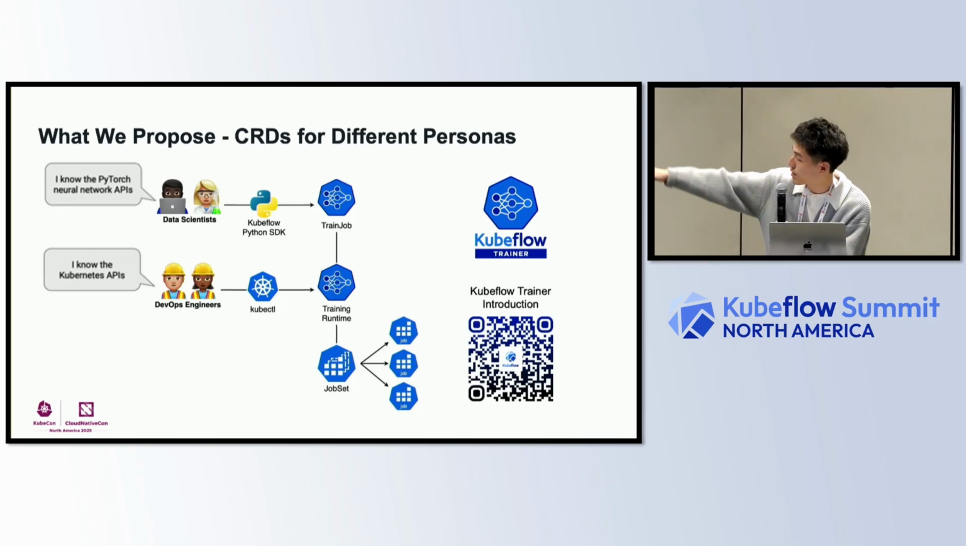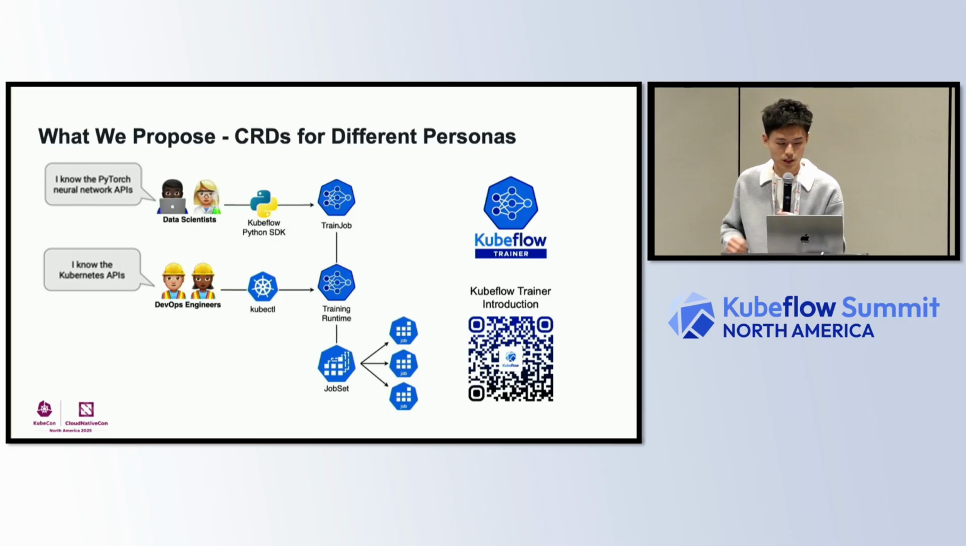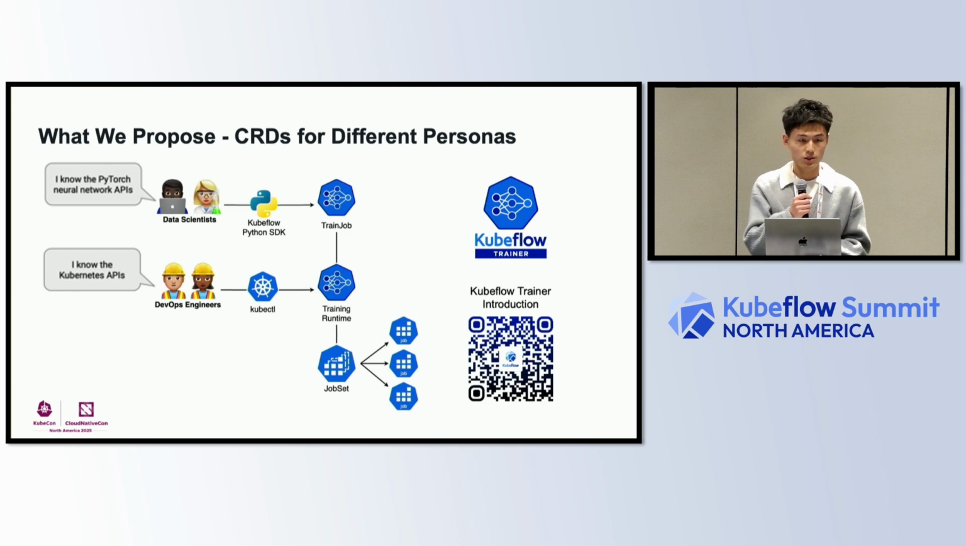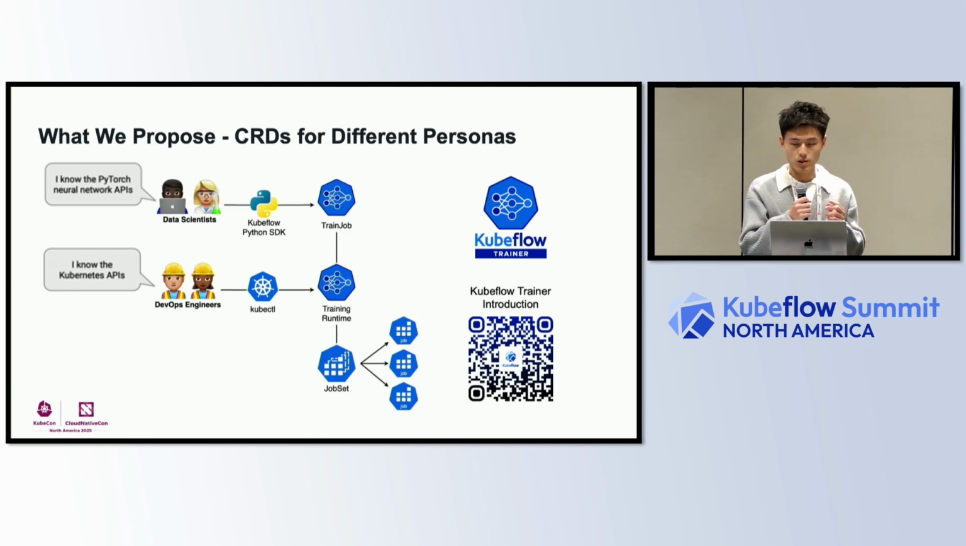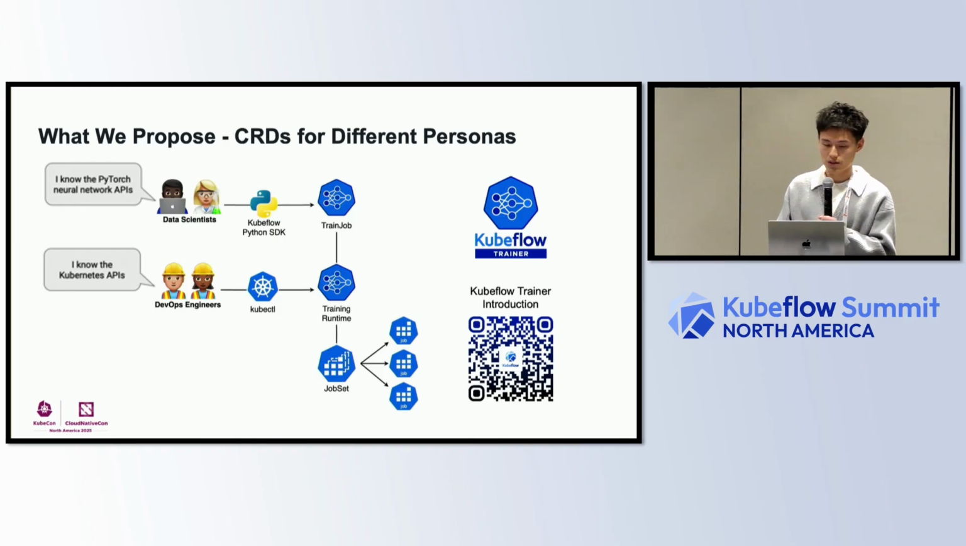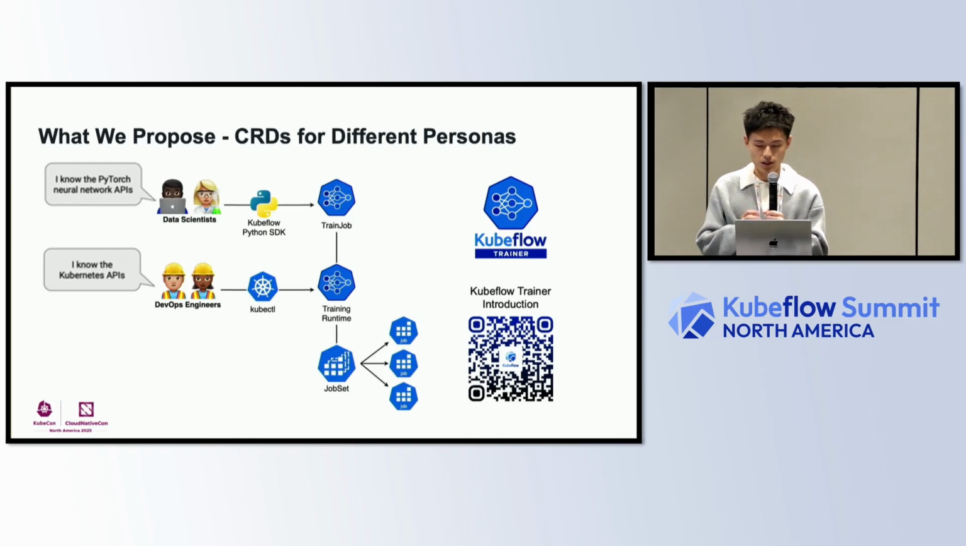Please look at the middle of the graph. The training runtime CRD is managed by DevOps engineers using kubectl. The training runtime CRD is a blueprint. You can understand it as a blueprint for fine-tuning jobs. It contains all of the default configurations to fine-tune an LLM. Most importantly, it includes nearly all of the Kubernetes configurations and is managed by DevOps engineers.